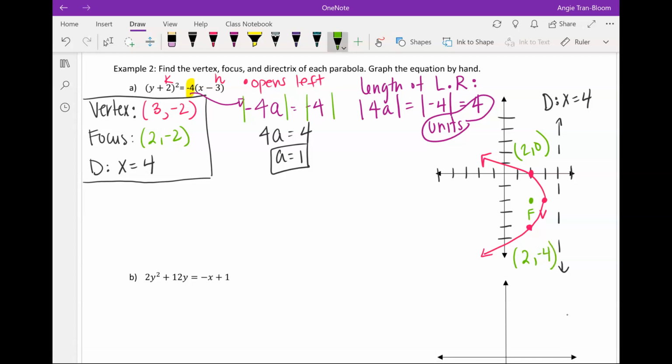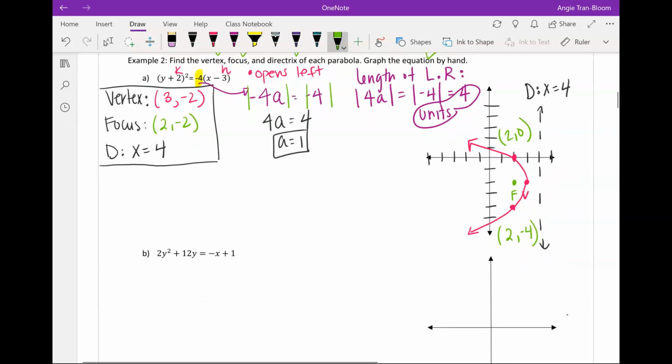Okay, so those are them. We graphed it by hand, checked. We found the vertex, the focus, and the directrix of each parabola. Example 2b, very similar, except that we need to complete the square.